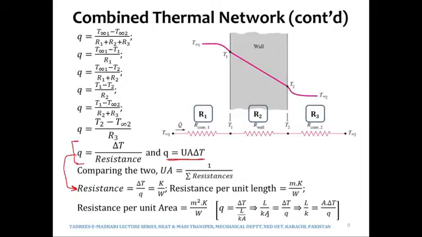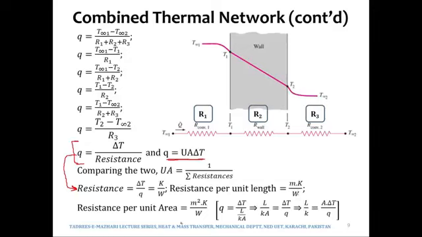Now if we write the resistance without area, the area will go into the numerator of the right hand side, so it will be multiplied with delta T over Q. So what are the units now? The units are now meter square times Kelvin per watt. So therefore the resistance per unit area would have the units of meter square times Kelvin per watt. And similarly the units of resistance per unit length would be meter Kelvin per watt.